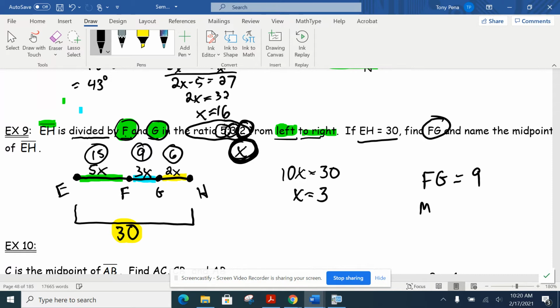If I want you to name the midpoint, if this is 30, the midpoint should be directly in the middle of 30, which would be 15. So isn't F, don't I clearly have 15 to the left of F, but to the right of F, isn't it the sum of 9 and 6, which is also 15? So the midpoint is point F. All right, because we have 15 on each side. That's definitely our middle.